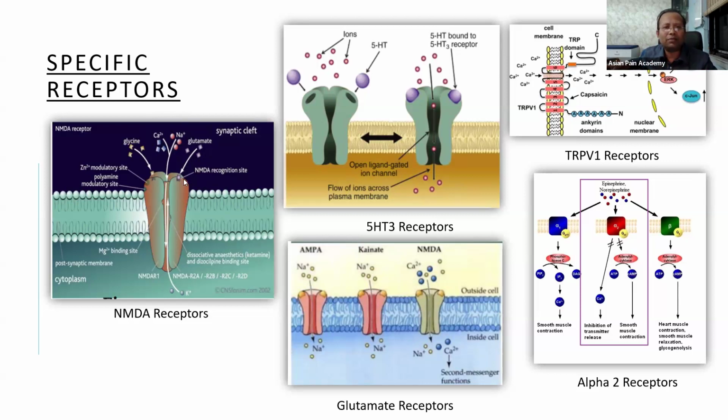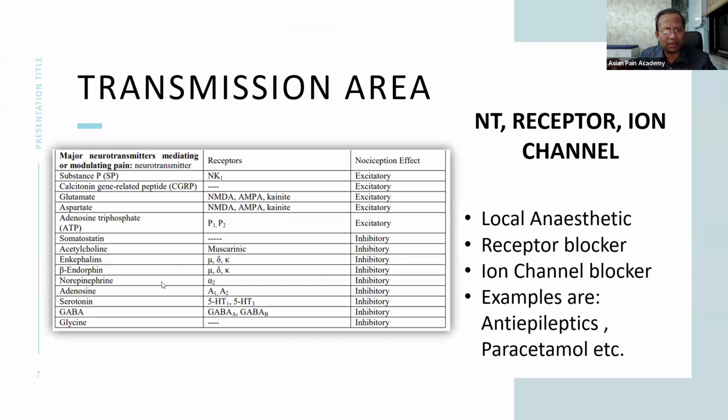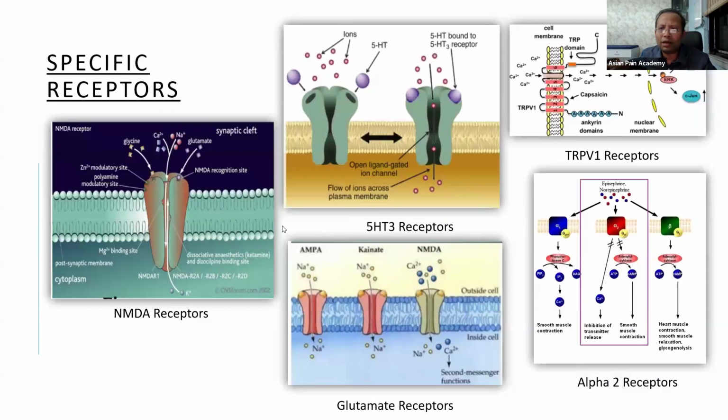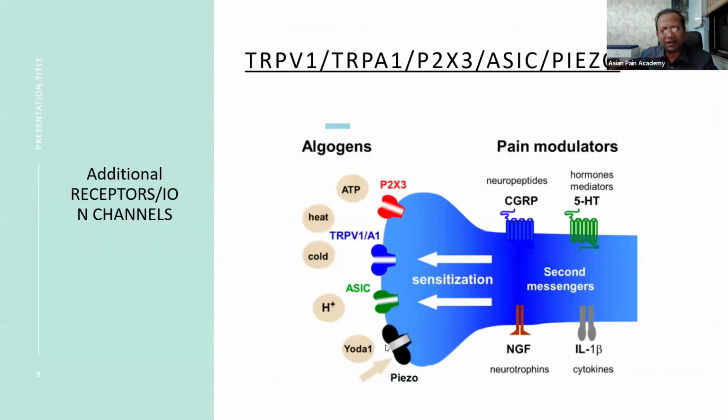So everywhere, whatever be the list of neurotransmitters and receptors, when it comes to the ion channel, then it is either sodium or calcium which propagates the pain. There are multiple types of ion channels. Names are different, but ultimately what passes through it is calcium or sodium.